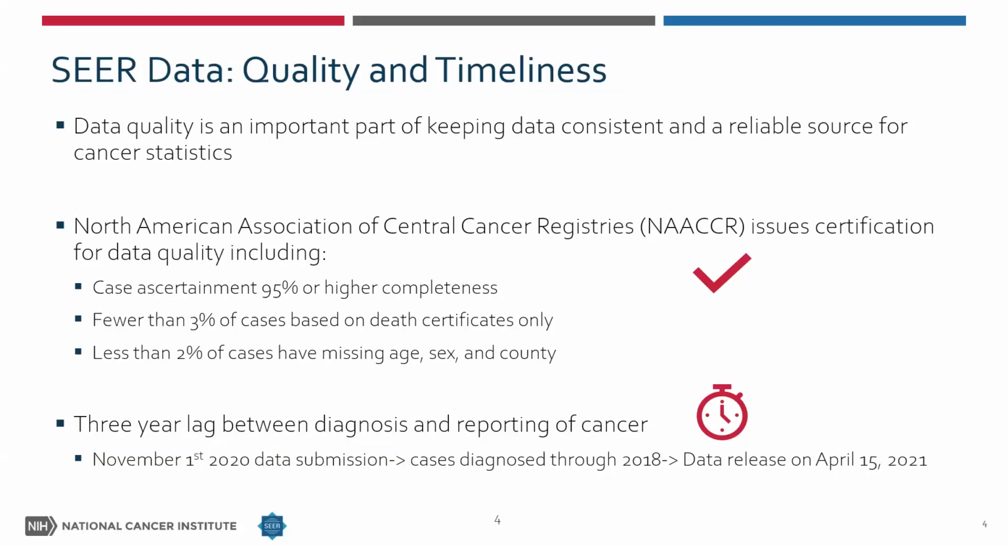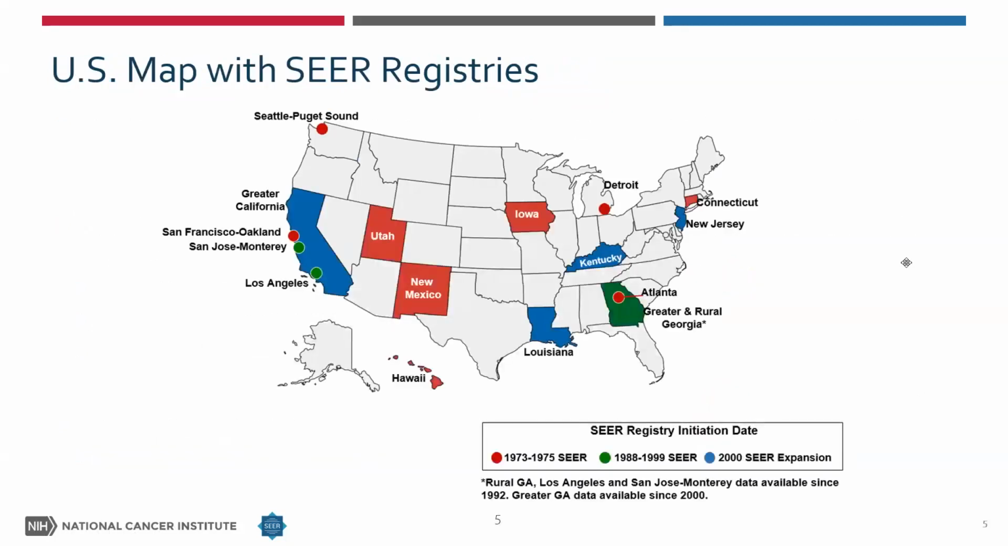And as I said earlier, because we collect information on such a large volume of cancer cases, over 500,000 or so per year, there is a 3-year lag between diagnosis year and the reporting of cancer year. So, for example, for the November 1st, 2020 data submission, or the data that's currently available, cases were diagnosed through 2018. So that will be the latest year for which the cases were diagnosed, and the data will be released on April 15 of 2021.